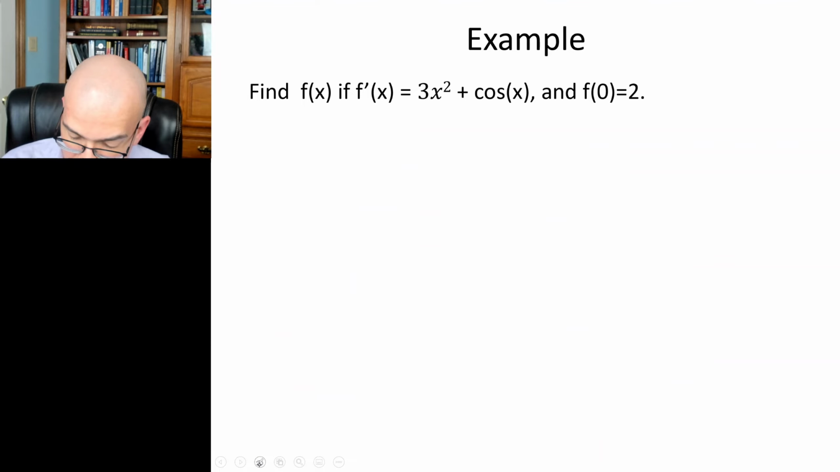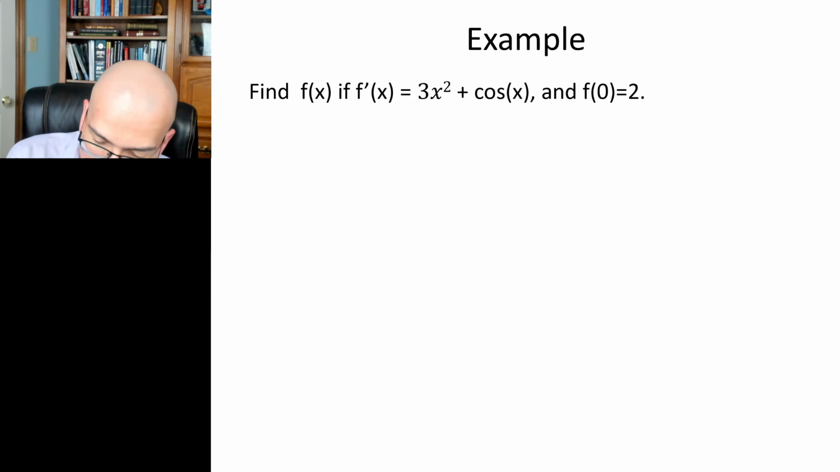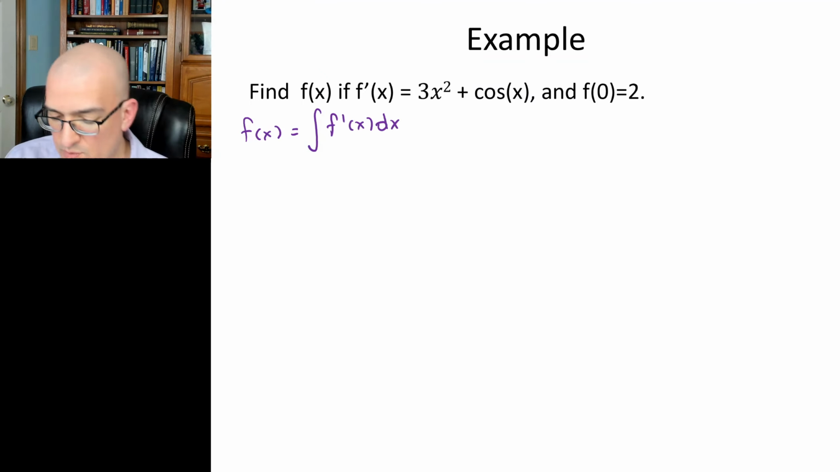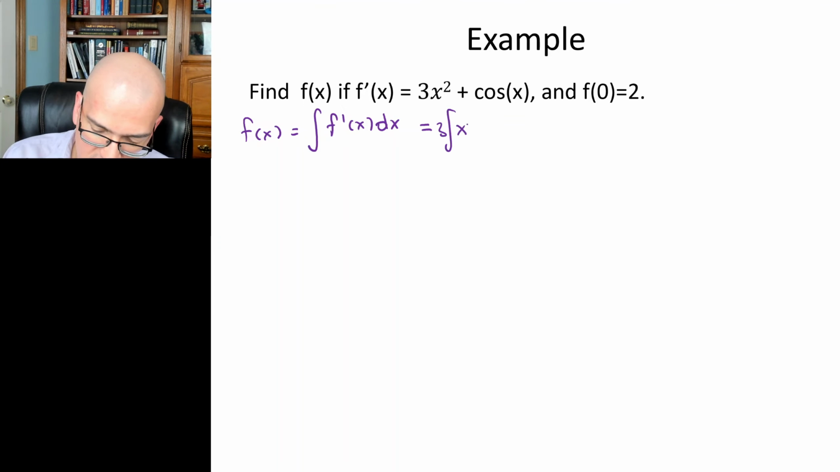Okay, another example, this time with trigonometry. We're told that the derivative of the mystery function is 3x squared plus the cosine of x, and we're given some information about the value of the mystery function at x equals 0. We're told that its y value is 2. So I'm going to write down the general antiderivative. F of x is the antiderivative of f prime. We take the antiderivative of the derivative to get the original function. Antiderivative of 3 times x squared with respect to x plus the antiderivative of cosine of x with respect to x.